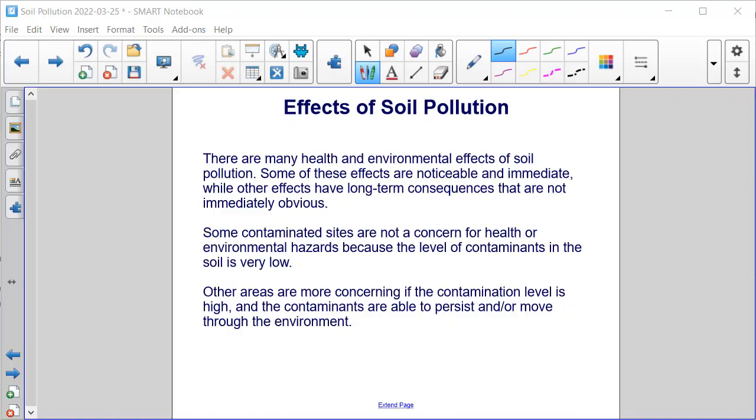Effects of soil pollution. There are many health and environmental effects of soil pollution. Some of these effects are noticeable and immediate, while others have long-term consequences that are not immediately obvious. Some contaminated sites are not a concern for health or environmental hazards because the level of contaminants in the soil is very low. Other areas are more concerning if the contamination level is high and the contaminants are able to persist and/or move through the environment.